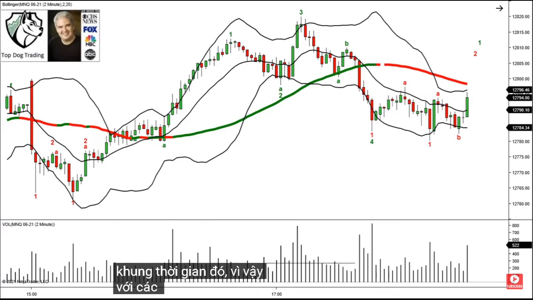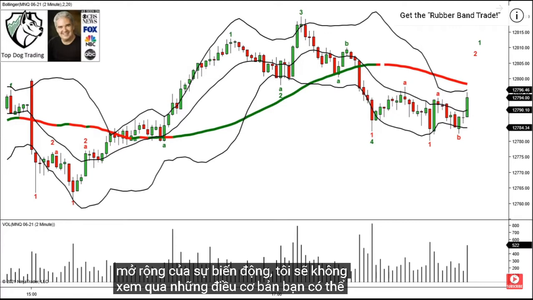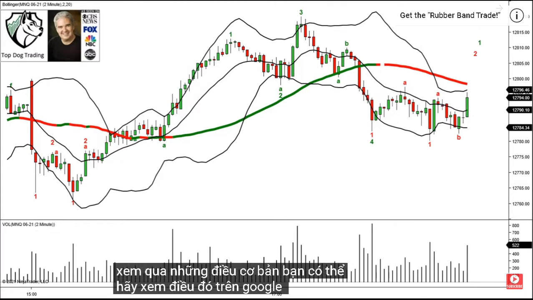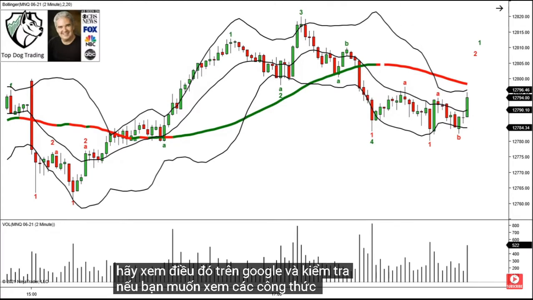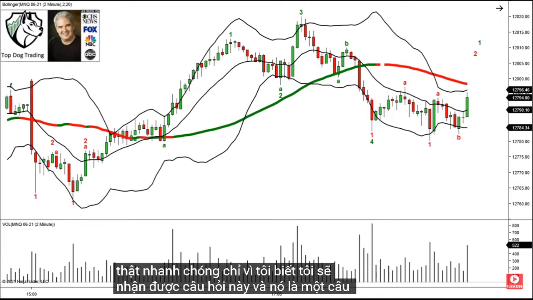So with Bollinger Bands, they're an expansion of volatility. I'm not going to go through the basics. You can look at that on Google and check it out if you want to see the formulas and so forth. Real quickly, just because I know I'll get this question, and it is a good one.